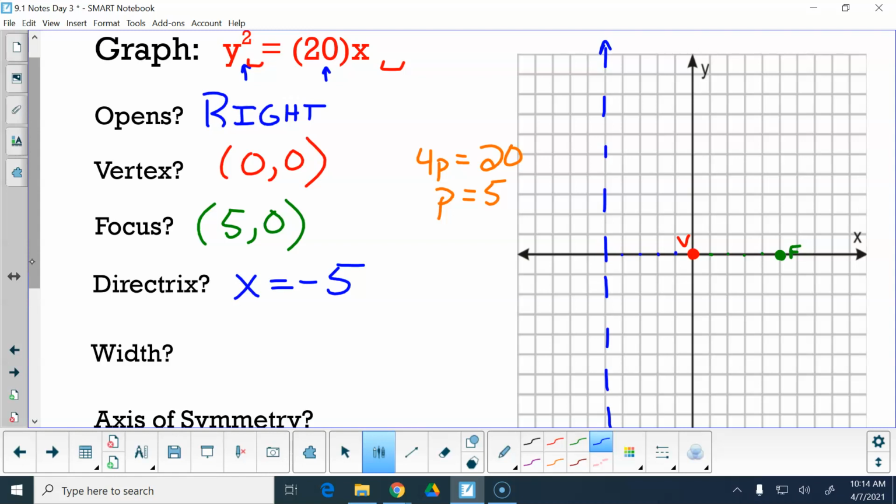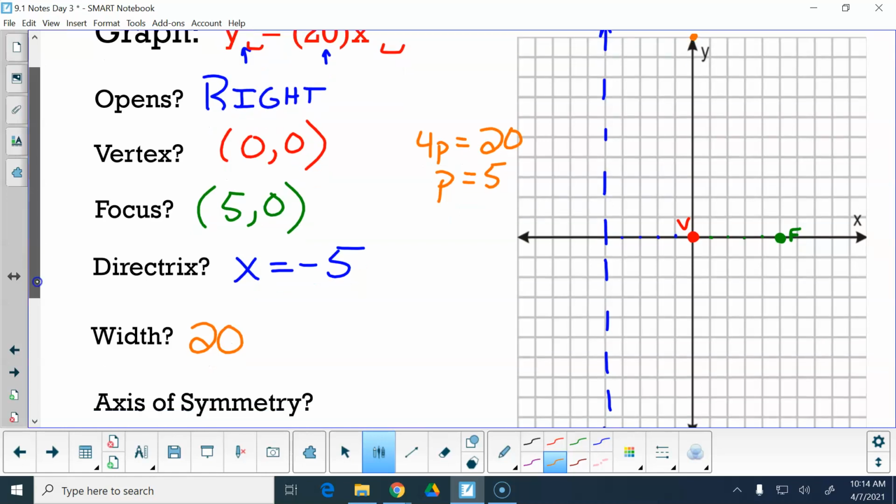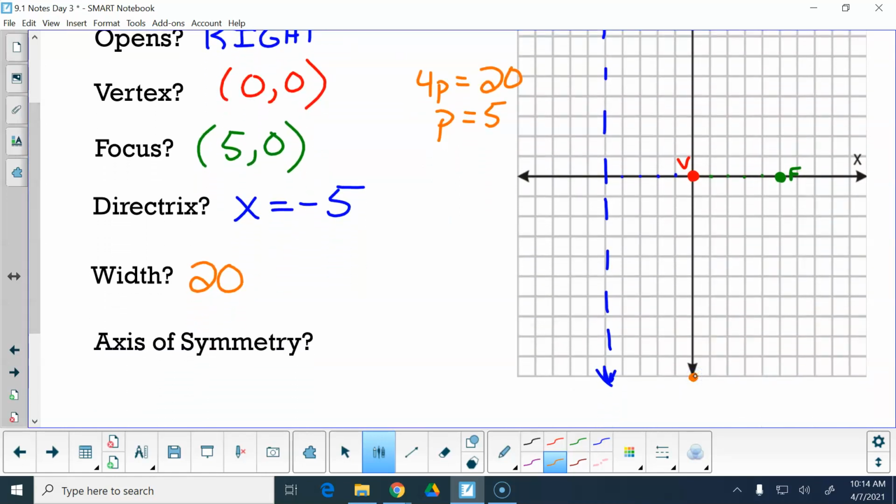Okay. Step number 4 says, what is the width of our parabola? The width is 20, but yet we're going to split it 10 and 10, right? So if we split it 10 and 10, 2, 4, 6, 8, 10 would go up there, and 2, 4, 6, 8, 10 would go down there.